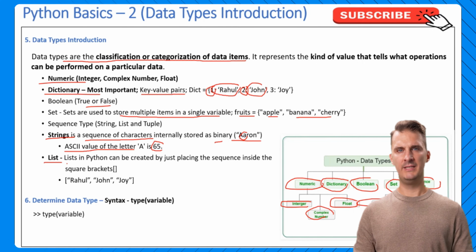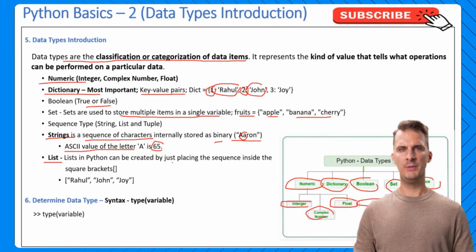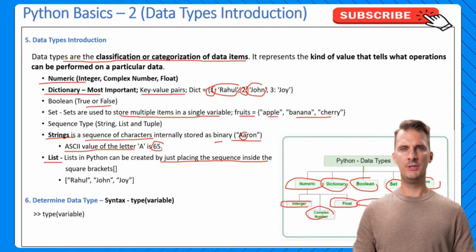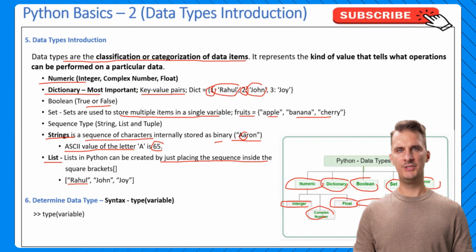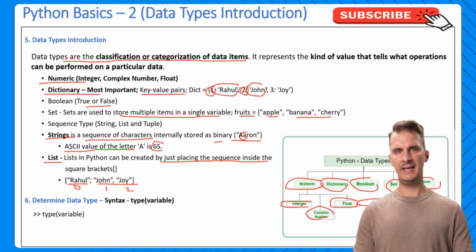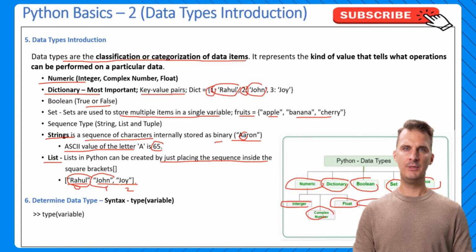Then finally you have the list. The list basically provides you the value by placing it in a sequence. So here you have the square brackets, and the positional value starts from 0. This is 1 and this is 2. So if I have to retrieve a value, I pass the list position 0, and I will get Rahul. If I pass 1, I get John. So it's based on the position.